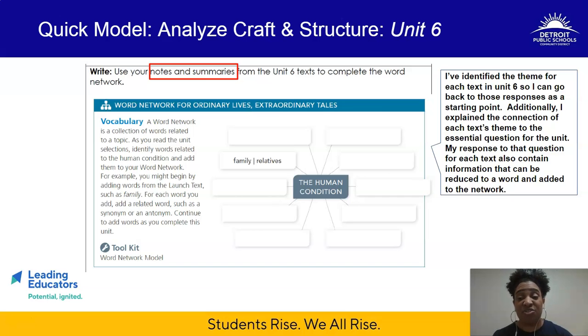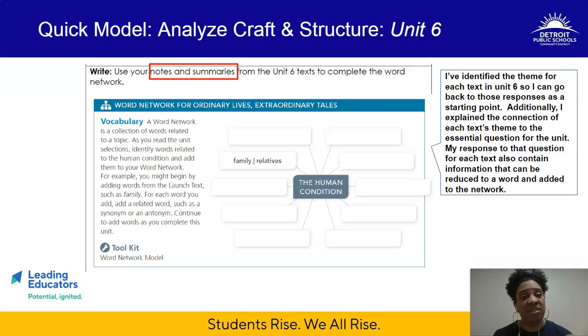So my response to those questions for each text contain information that can be reduced to a word. So let's say you have a 2 to 3 sentence response that you crafted to answer the question of the connection between the essential question and the theme of a particular text. You're going to take that sentence and work backwards and see if you can reduce that sentence to a word or a phrase, a single word or a phrase. So you may have had 2 or 3 sentences of writing to respond to that question for each text. Instead, look at those 2 to 3 sentences and see if you can summarize it in one word, one idea.